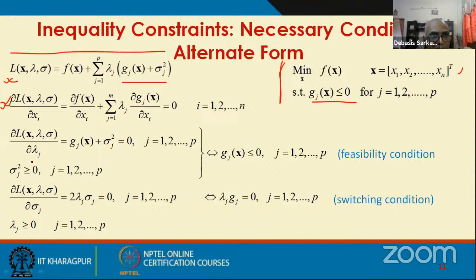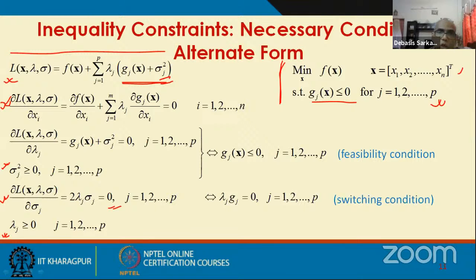Del L del lambda j equal to 0, j equal to 1 to p. Note that this is basically evaluated as this. Just take the derivative of this L with respect to lambda j. Non-negative slack variables and del L del sigma equal to 0. This is evaluated as 2 lambda j sigma j. Just take the derivative of L with respect to sigma j. And non-negative Lagrange multipliers.